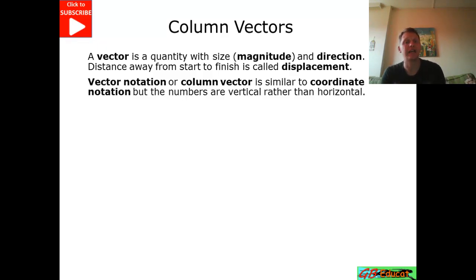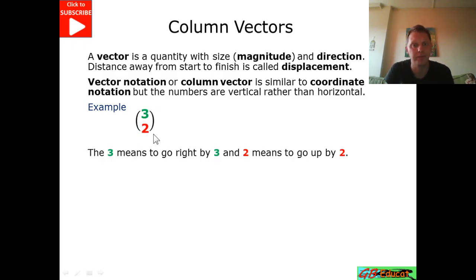When we're talking about vector notation, some of you may know it as column vector notation. You might have seen coordinates where rather than numbers being next to each other, they're actually on top of each other, much like this. This is a column vector, which is telling us the direction that we are going to be moving in.